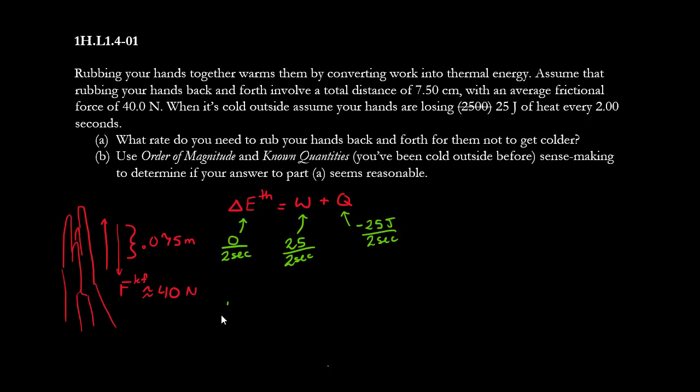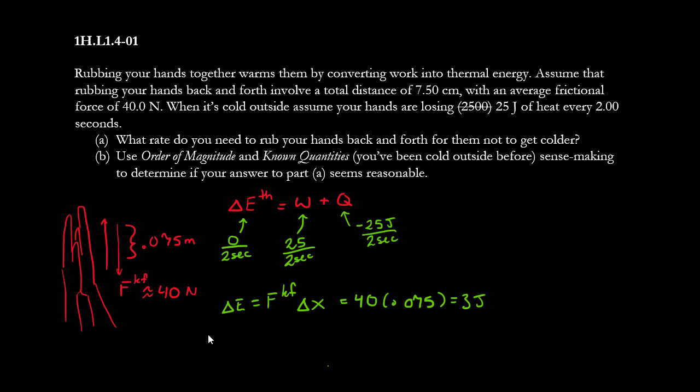So the change in energy by your hands is going to equal the force of kinetic friction times the change in distance. So for one hand rub, the change in distance is 0.075 meters. So for one hand rub, that's going to be 40 times 0.075, which equals 3 joules. So every time you rub your hands once, you're producing 3 joules.